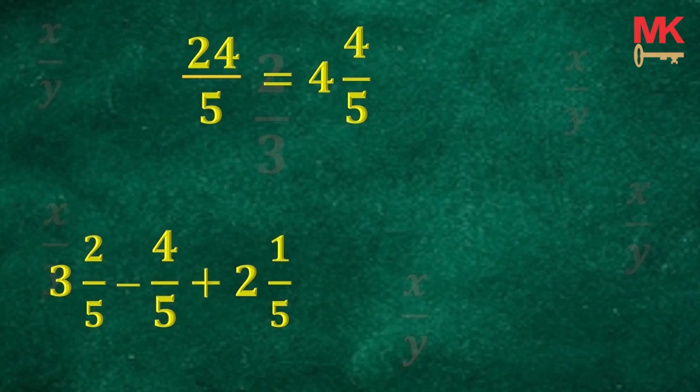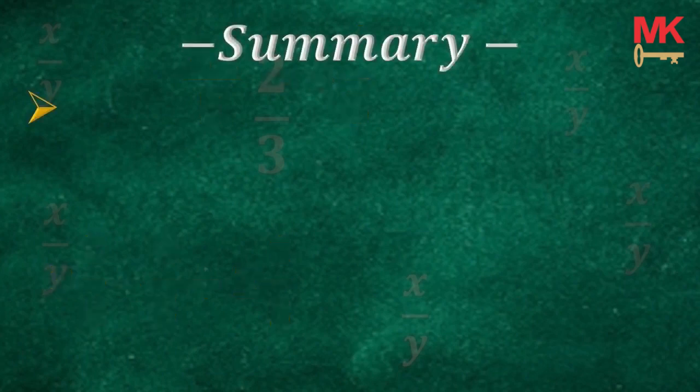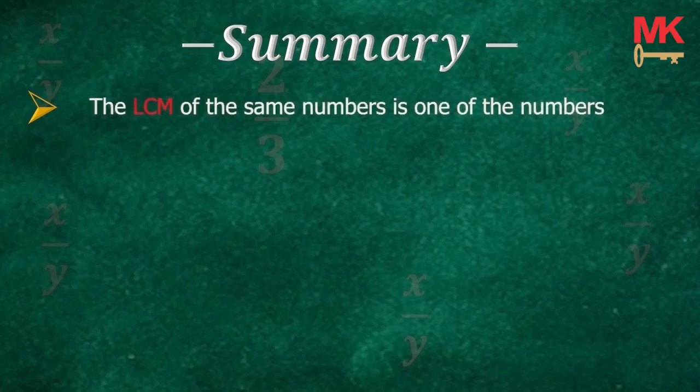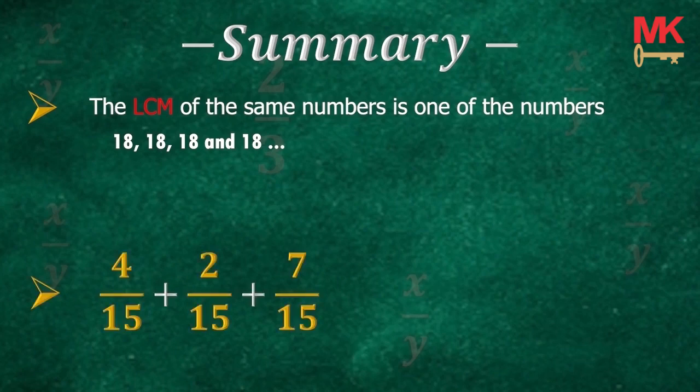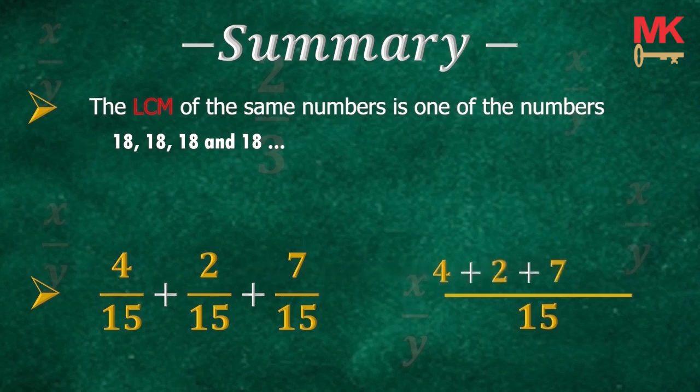Now let's take a brief summary of what we have just learned in this video. 1. The LCM of the same numbers is just obtained by picking one of the numbers. For example, the LCM of 18, 18, 18, and 18 is also 18. 2. To add 2 or more fractions with the same denominators, we pick one of the denominators and then add up all of the numerators.